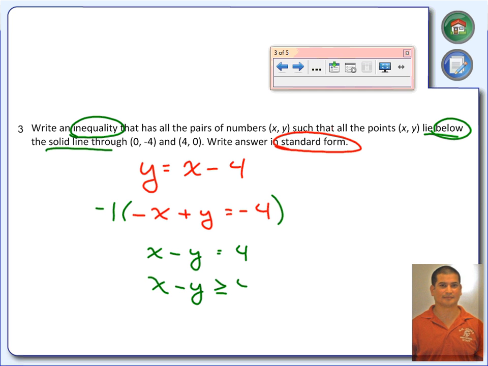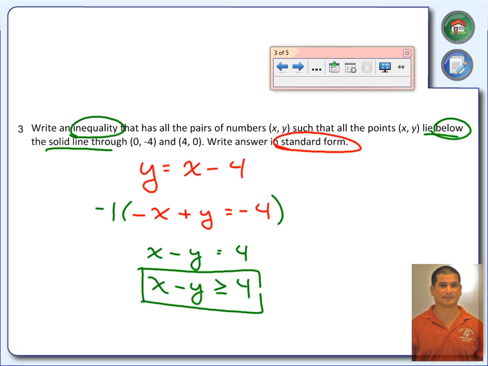So, I'm going to need x minus y is greater than or equal to 4. This right here is the inequality symbol. Equal sign gives me my solid line. Now notice here I used the greater than symbol. Why do I use the greater than symbol rather than the less than symbol? Because it does say below.